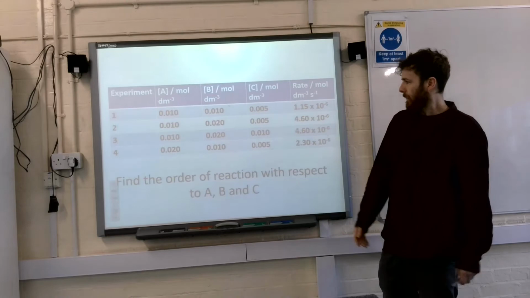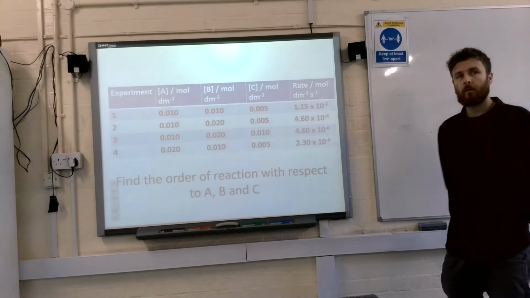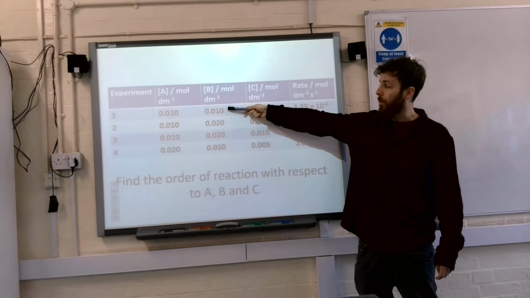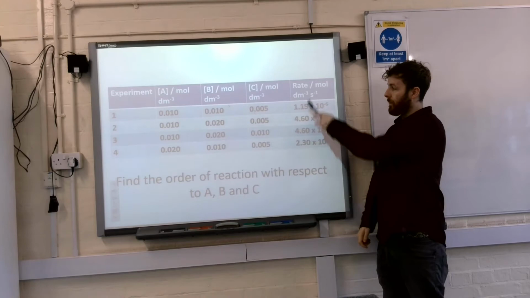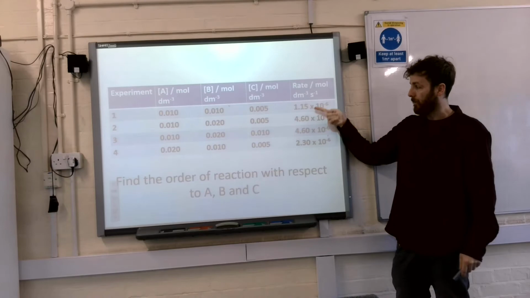So pick two experiments where only B changes. One and two. So here's what we'd say. Between experiments 1 and 2, the concentration of B has increased by a factor of 2. This has increased the rate by a factor of, well, 4.6 divided by 1.15 is 4. That's how you figure it out. So conc of B has increased by a factor of 2. The initial rate has increased by a factor of 4. So therefore B is second order.